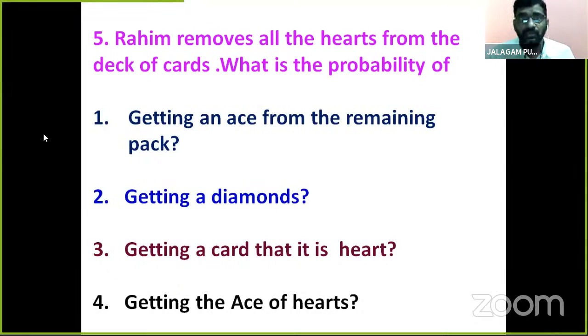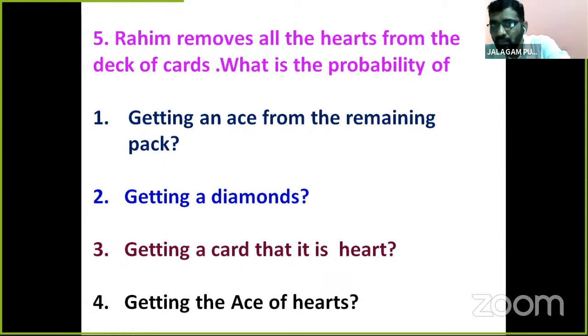Another one. So here, Rahim removes all the hearts, red hearts, from the deck of cards. See children here. What is the probability of, first one, getting an ace from the remaining pack?